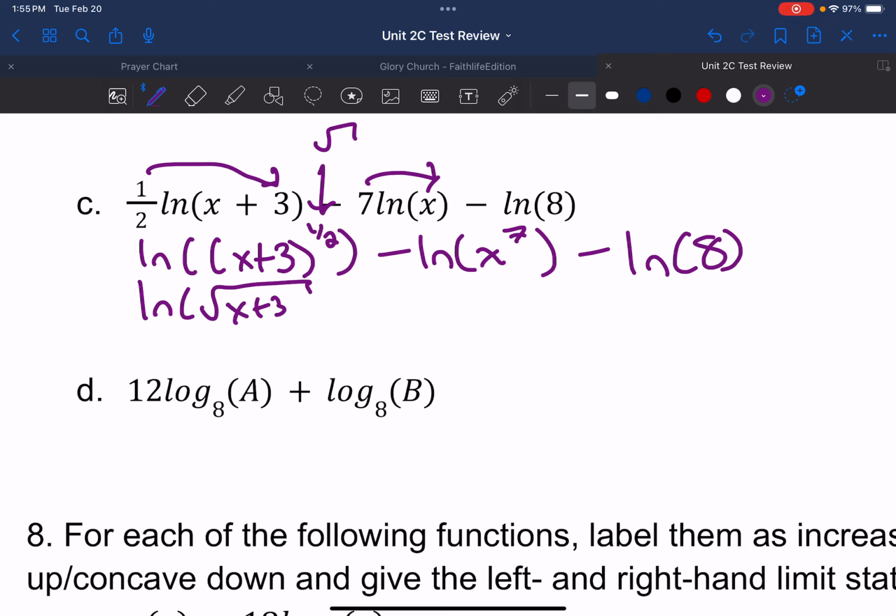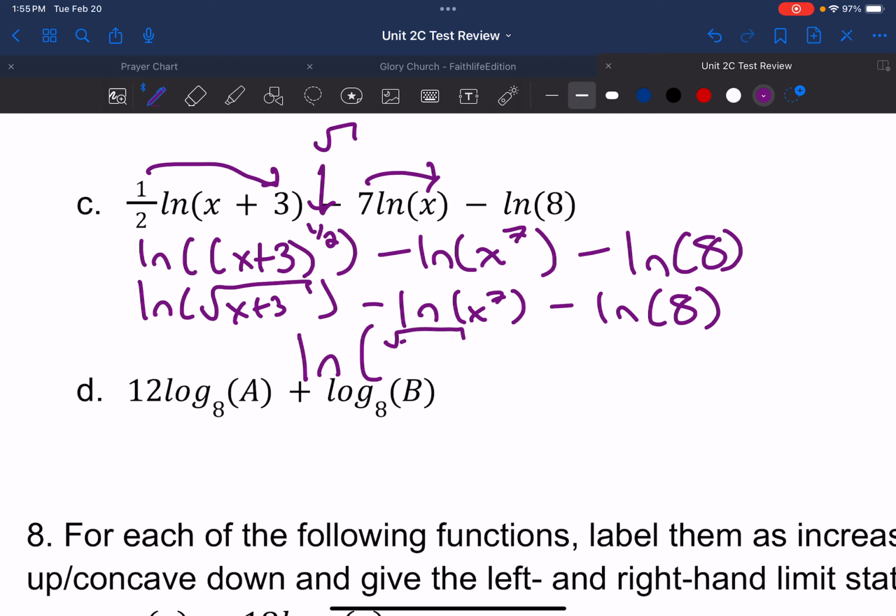minus ln x to the 7th minus ln of 8, and subtraction goes to the bottom, multiplication goes on top when I'm combining these, so I'm going to have ln of square root of x plus 3 over 8, and x to the 7th go on bottom, so I'm going to write that as 8x to the 7th multiplied together.